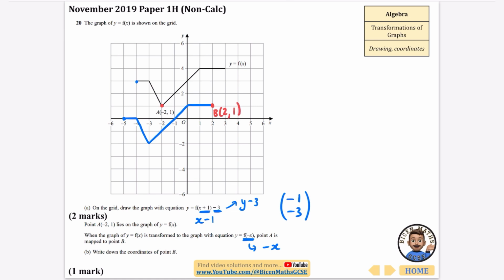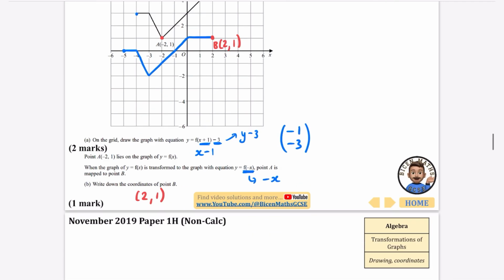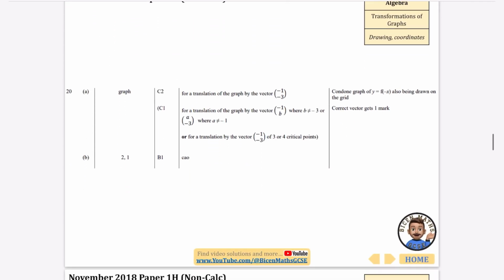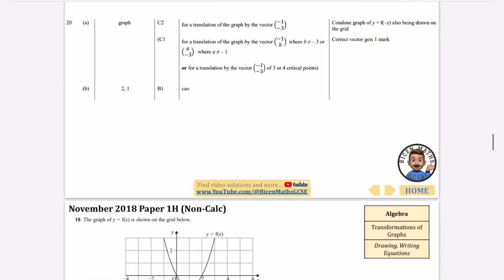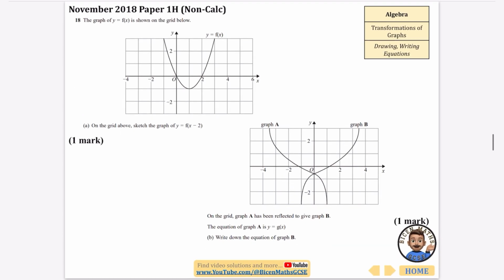So the coordinates of the point B are just going to be 2, 1. Okay, let's have a look at the answers for this. So the graph, it does say the translation is going to be minus 1, minus 3, and the coordinates of B are 2, 1. Okay, another non-calculator one. This time we're going to be doing some drawing and then also writing an equation.